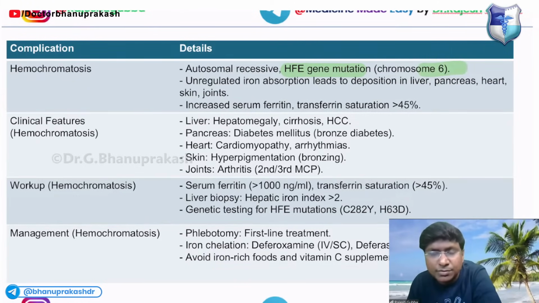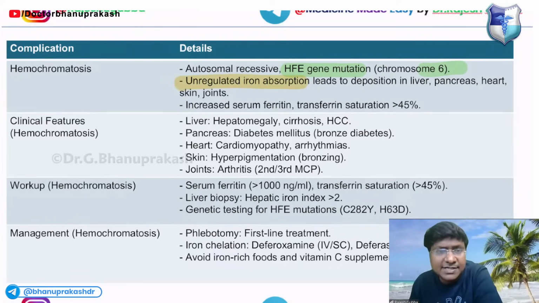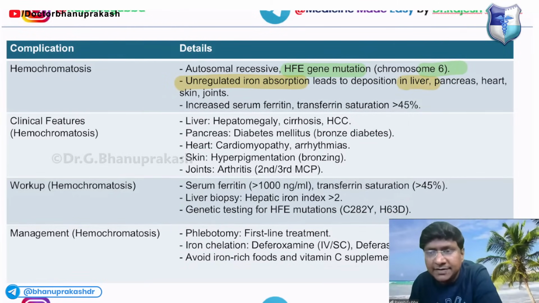Type of inheritance, autosomal recessive type of inheritance. And because of this HFE gene mutation, what is the problem? The problem is there is unregulated iron absorption. There is excessive iron absorption, and that iron will go and accumulate within the liver, pancreas, heart, skin, as well as the joints. And what is the organ that is affected first? That is liver. Liver is the first organ that is affected.